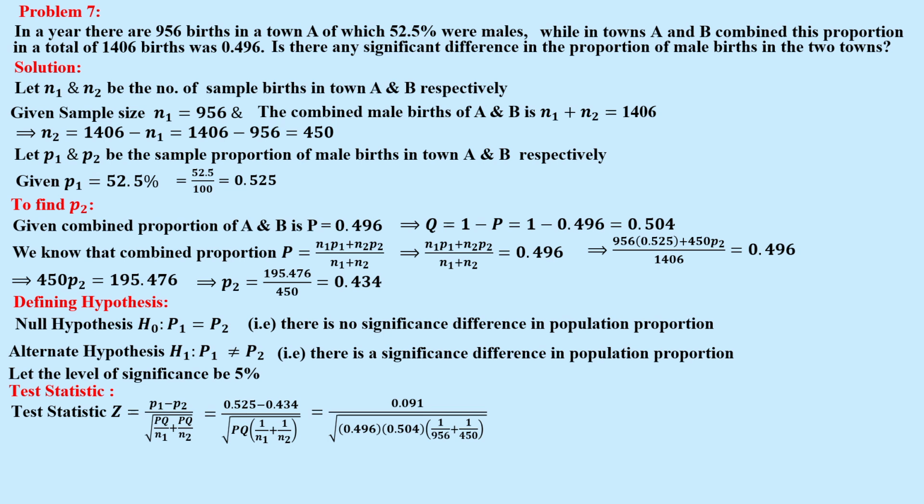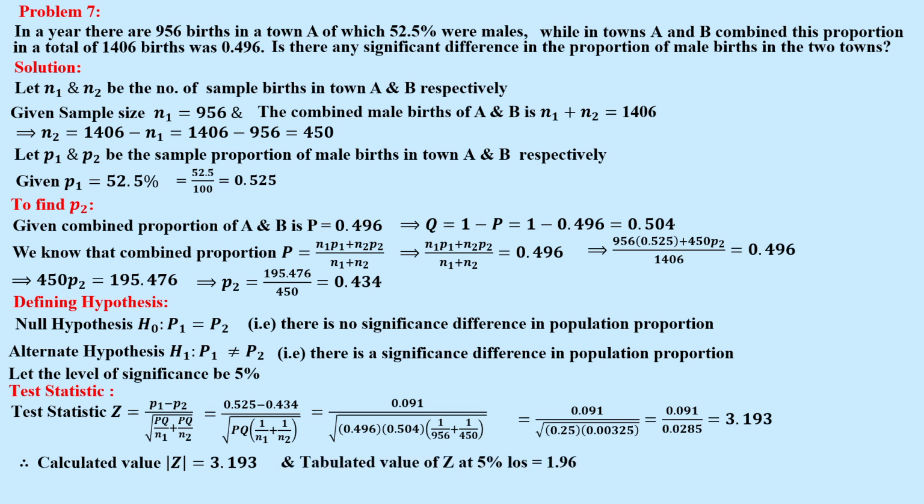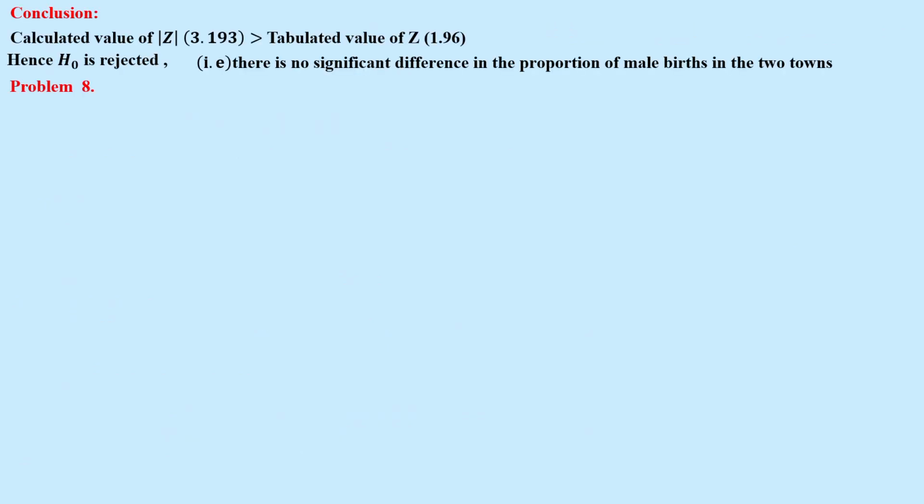So 0.496 into 0.504, into 1 by 956 plus 1 by 450. So that is equal to 3.193. Therefore the calculated value of Z is equal to 3.193, and the tabulated value, the standard value at 5% level, is 1.96. Conclusion: calculated value is greater than the tabulated value, therefore H naught is rejected. So there is a significant difference in the proportion of male births in the two towns A and B. That is the conclusion. Next problem.